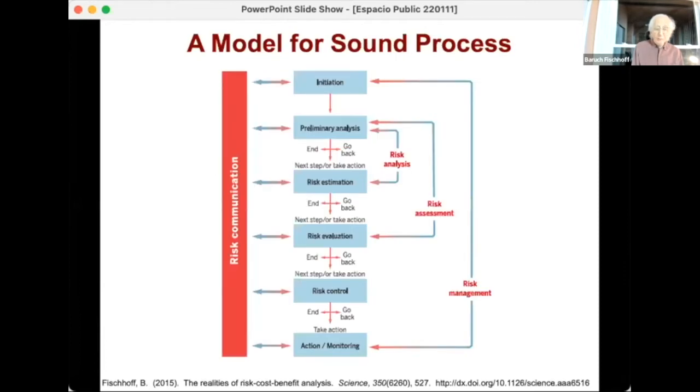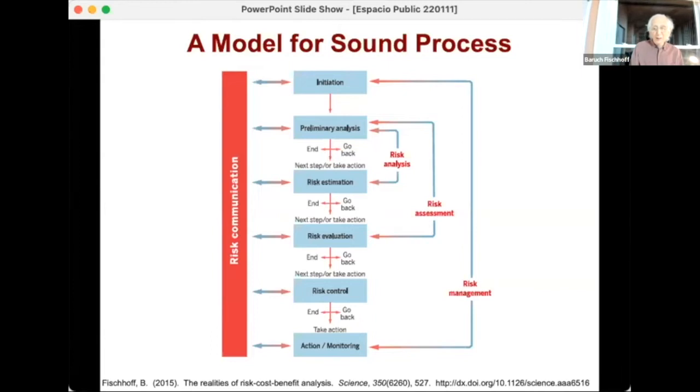Here's a model. There are many pictures like this. This is one that I like for sound process. In the middle, you have a conventional risk management scheme. You start with an idea, you develop it, eventually implement it and monitor it. And this conceptualization, which actually comes from a Canadian organization, has two-way risk communication throughout the process.